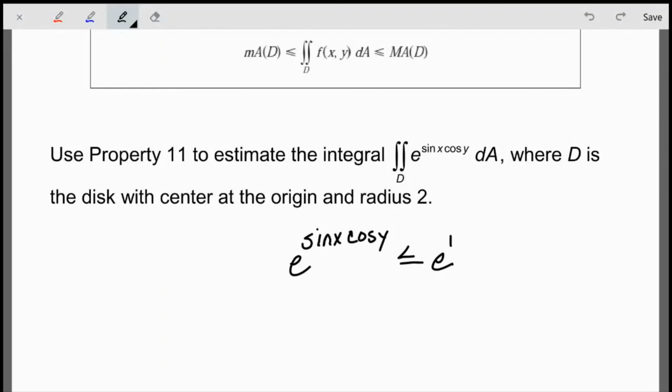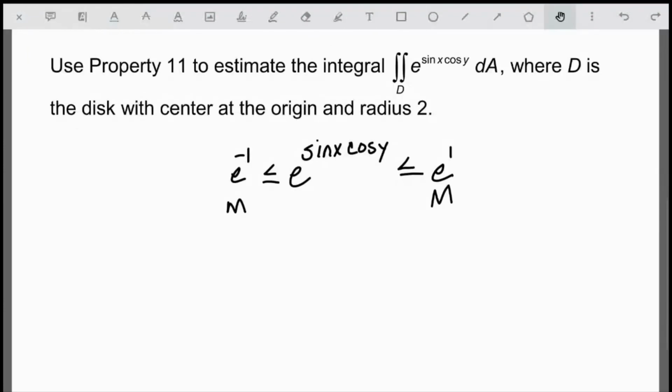Now, the minimum value would be if the product of sine x and cosine y would be -1. And you can just think of it this way if you want to think about how to find that max or the min. Well, the biggest sine can be is 1. The biggest cosine can be is 1. If they were both 1, I get e to the first power. The smallest sine x can be is -1. The smallest cosine can be is -1. Well, if they're both -1, I'm going to get 1 again. But if one of them is +1 and one of them is -1, that's going to give me e to the negative first power. So now I've got essentially my maximum value and my minimum value.